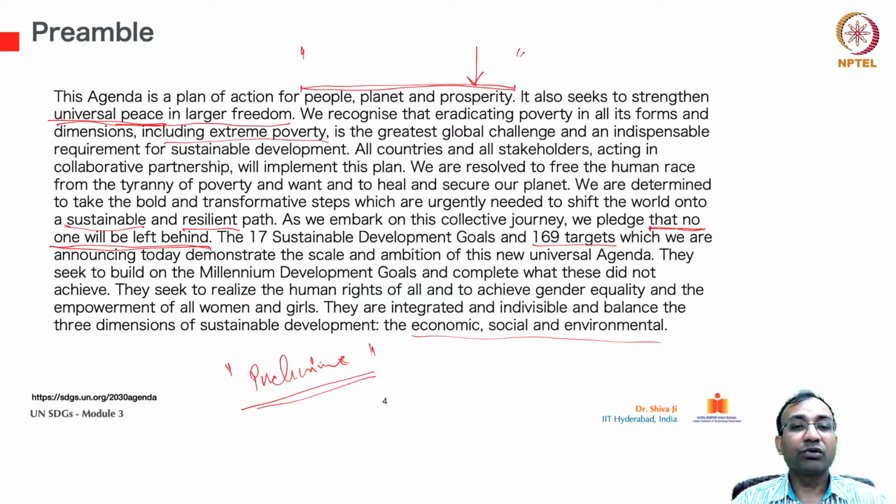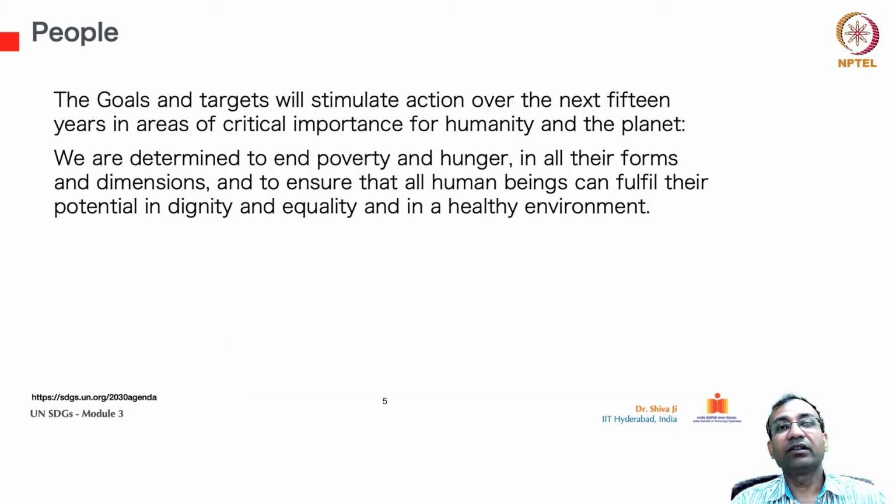They are integrated and indivisible and balance the three dimensions of sustainable development: the economic, social, and the environment. So with this preamble, you can understand the intent and the aim behind these SDGs, how larger and how inclusive it has become after it progressed from the MDGs, and how it targets to include all of us. Let me take it one by one.